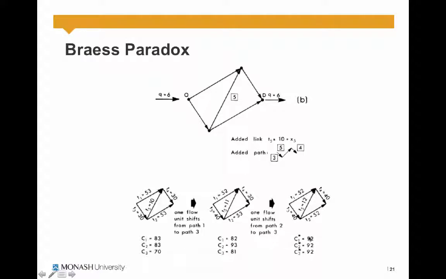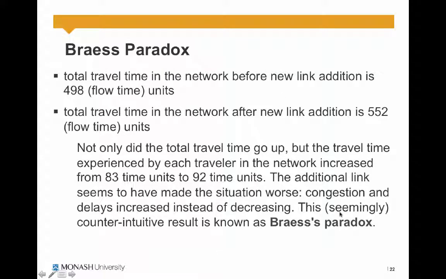In the previous network user equilibrium calculation, the path travel time was 83 units. Interestingly, the network performance has dropped. To summarize, the total travel time in the network before the new link addition was 498 units. The total travel time in the network after we added the new link is 552 units.